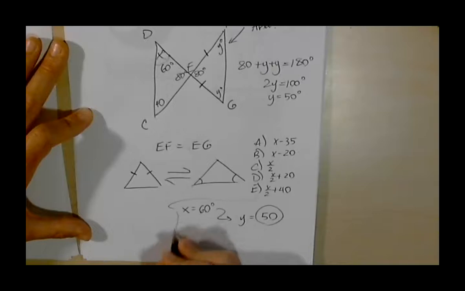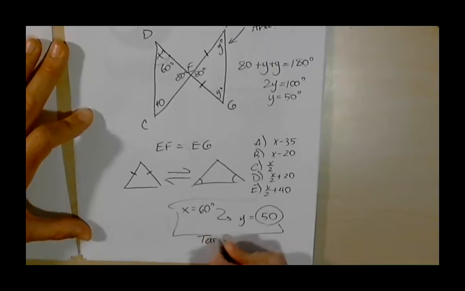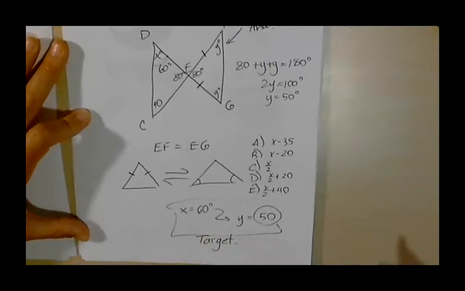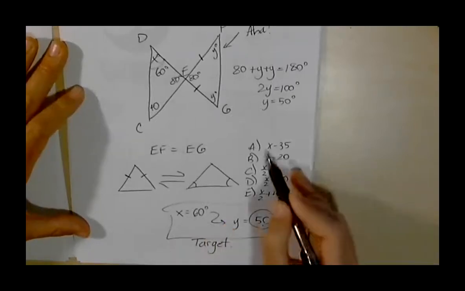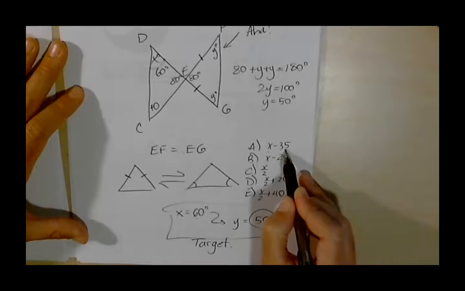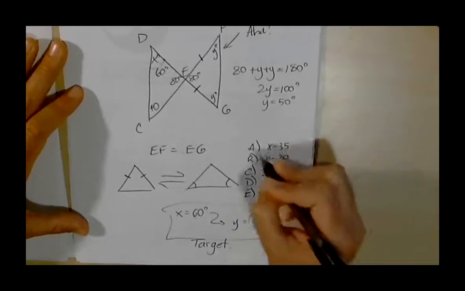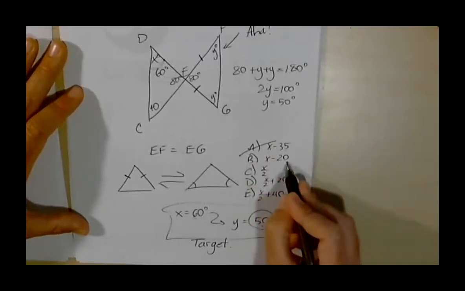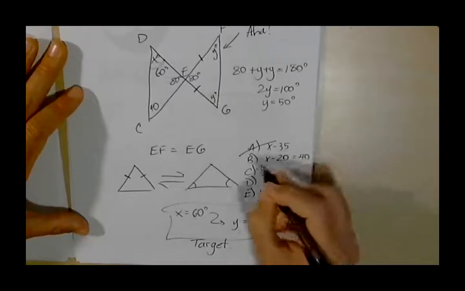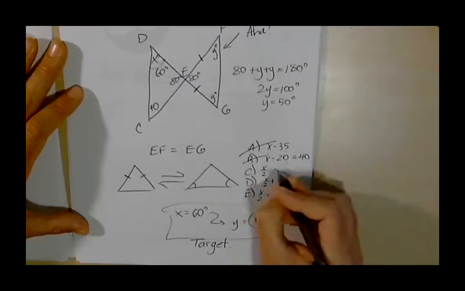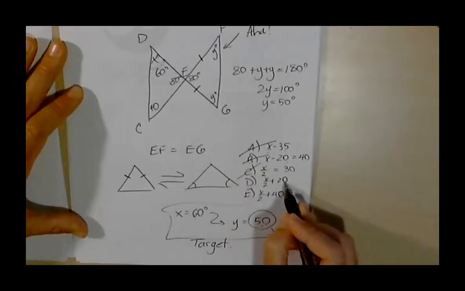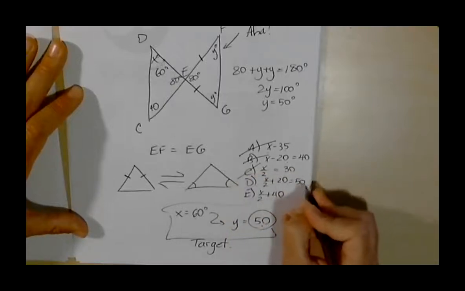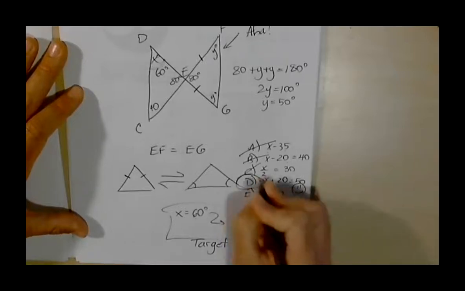We can take this target relationship and compare it with the answers and see which answer gives us 50 when x is 60. Does 60 minus 35 make 50? I don't think so. It would need to be 60 minus 10. What about 60 minus 20? No, that's 40. That's no good. What about 60 over 2? No, that's 30. That's no good. What about 60 over 2 plus 20? Yeah, that's 30 plus 20. That's 50. So that's the answer. The answer is D.